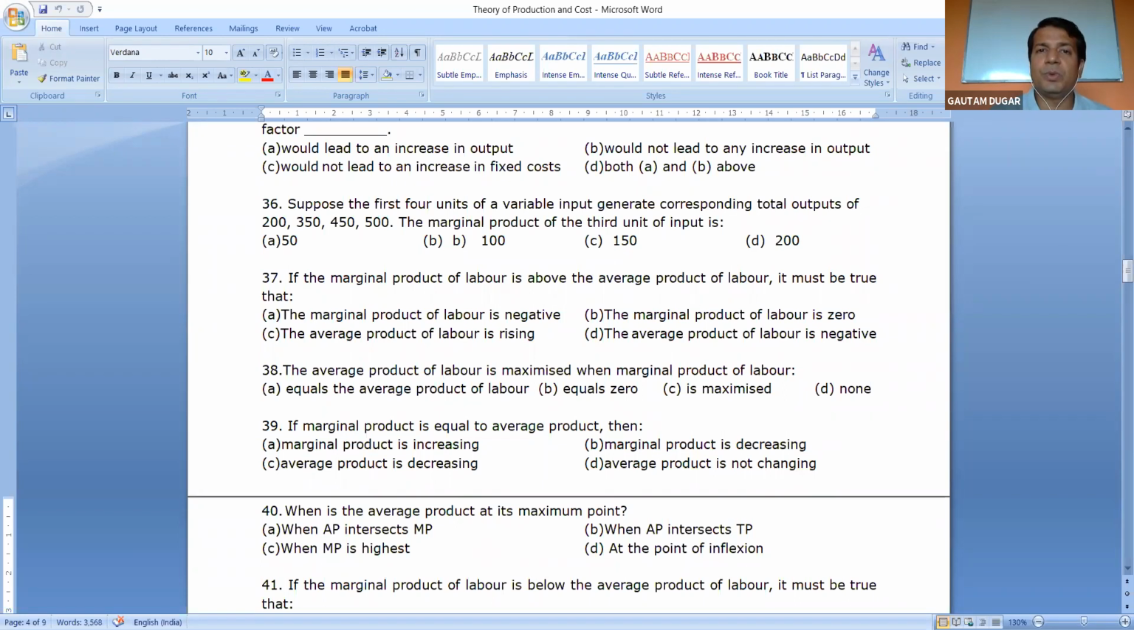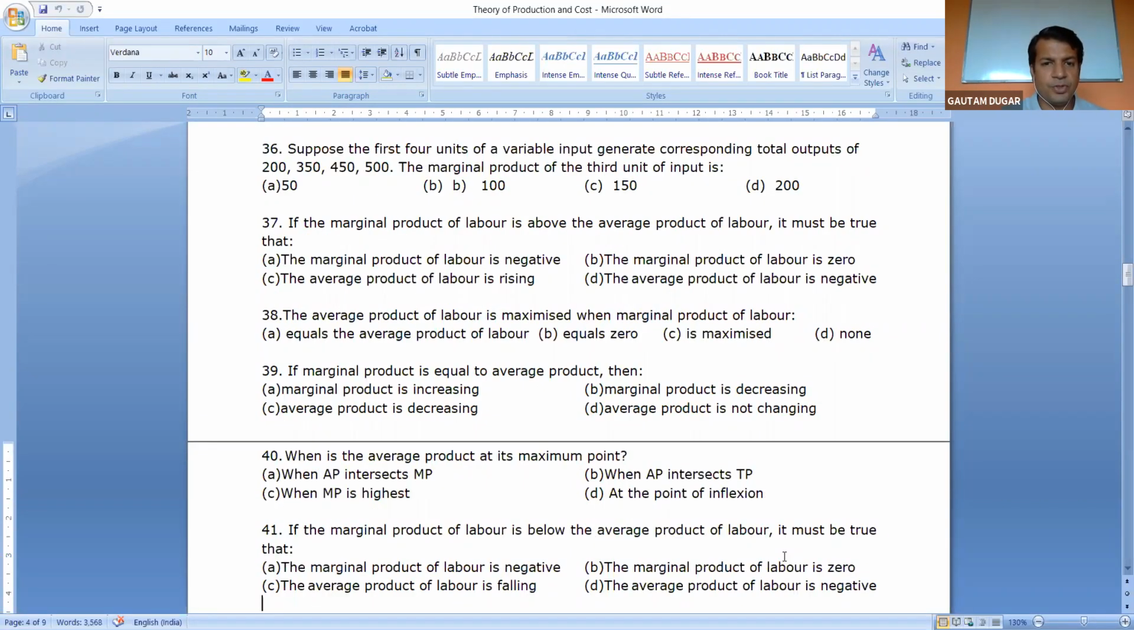People need to know the concept of this topic of theory of production. Yes, Priya Sharma, that's the right answer. When MP and AP are equal, at that point AP is actually highest and constant. So for 39, the answer is not changing. Yes, that's right. It's highest and constant.